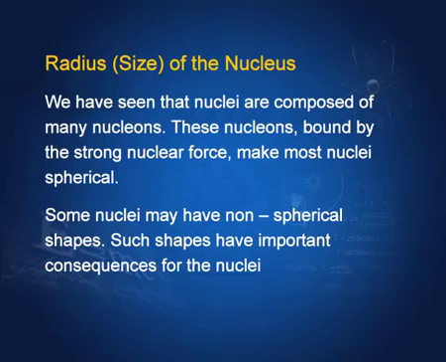What is the radius of the nucleus? We have seen that nuclei are composed of many nucleons. These nucleons, bound by the strong nuclear force, make most nuclei spherical. You see, there is a very strong force, and therefore the nucleus tends to be spherical, just like Earth or other planets or stars, which tend to be spherical because of strong gravitational force. So, if they are spherical, what is their radius? That is the question we are going to discuss.